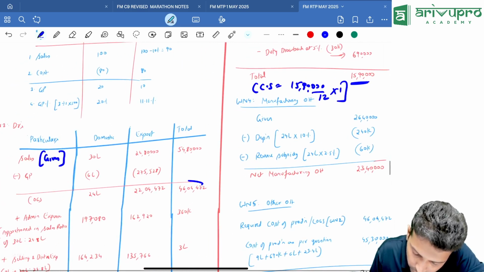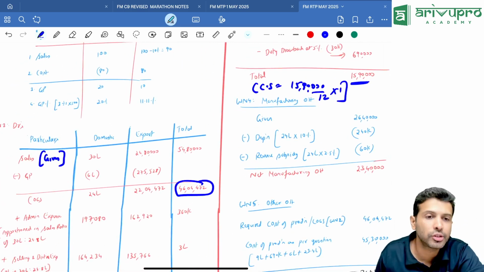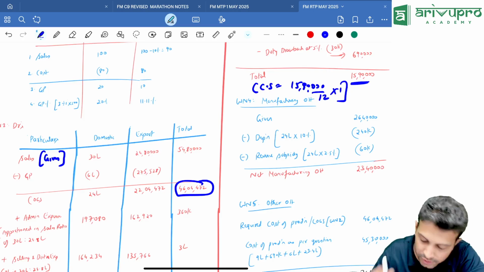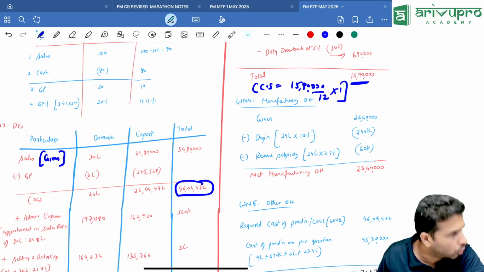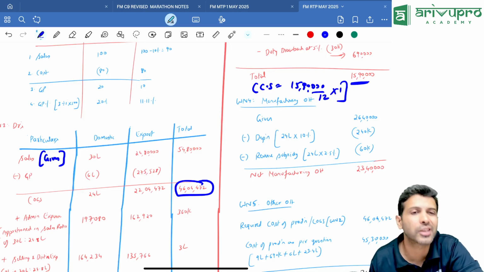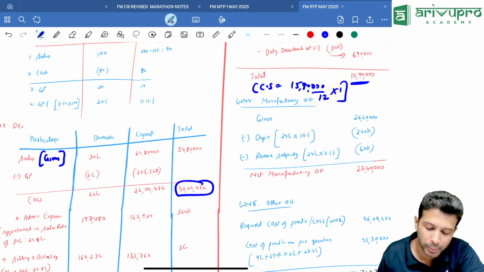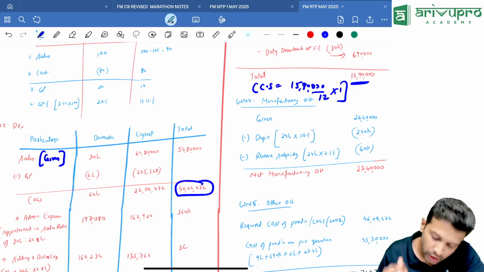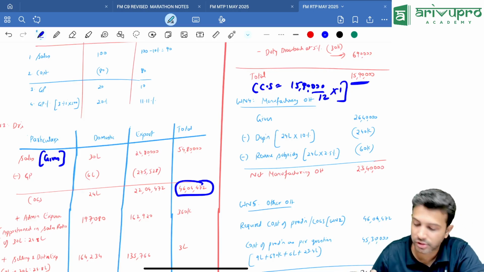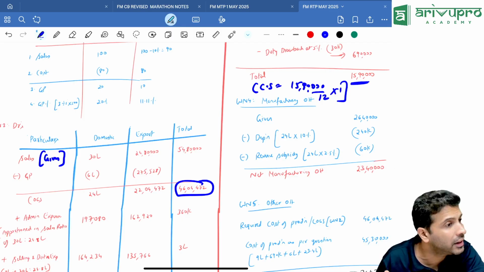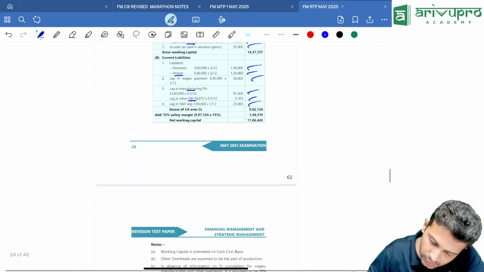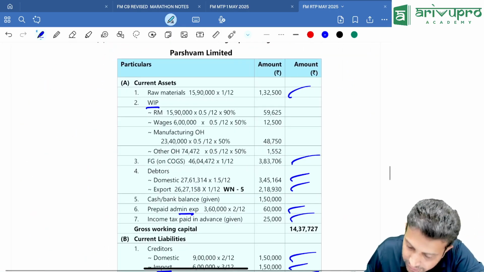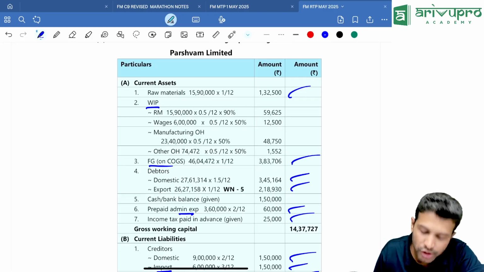Here also we wrote 46 lakh 4,472. Yes. This is for 1 day or whole year? Whole year. Whole year ka stock you will maintain or 1 month ka? 1 month. Calculate. How much is the closing stock of finished goods? 46 lakh 4,472 into 1 divided by 12. How much is that? 3,83,706. That is your closing stock of finished goods.